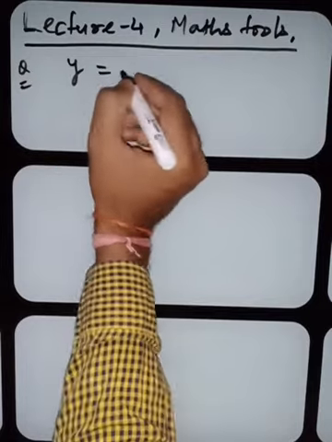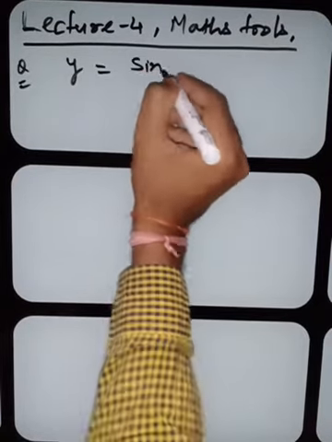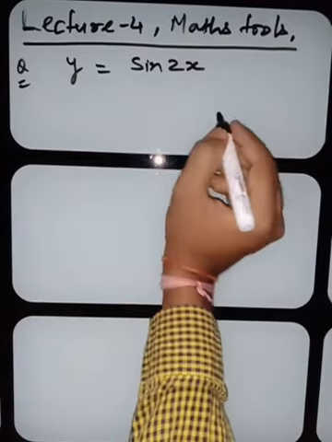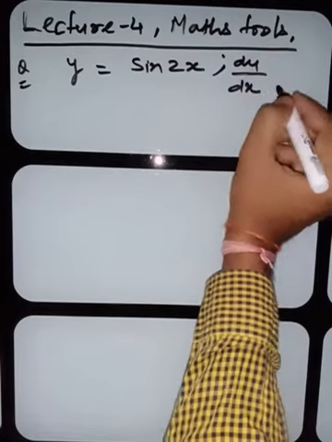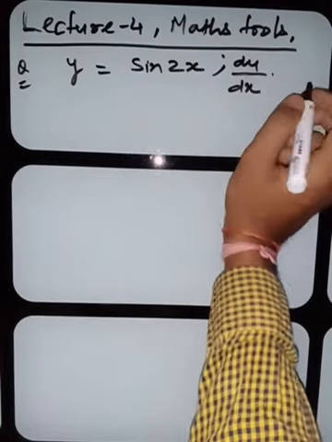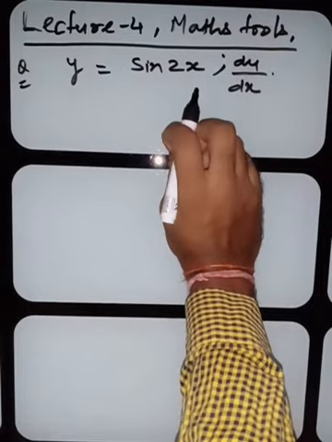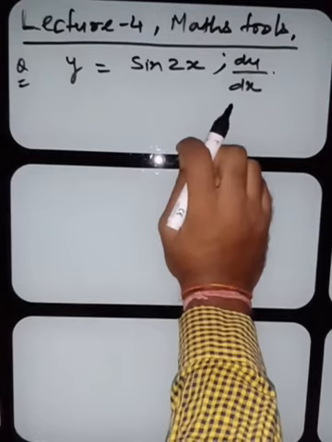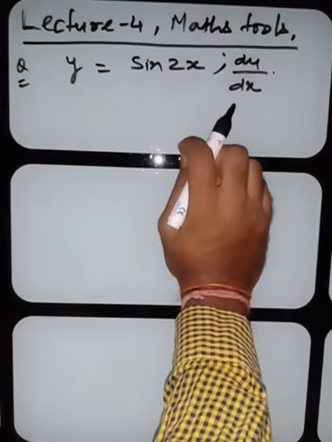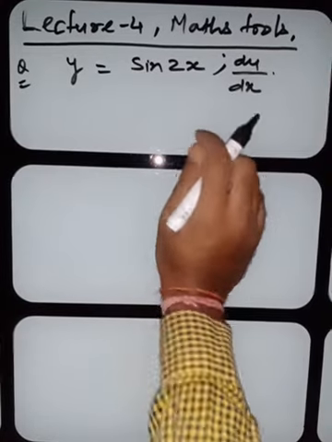my dear students, if the function is y is equal to sine 2x, what will be dy by dx? Students, we have studied already to find the differentiation of sine x, and this was directly a formula. But today we have the function y is equal to sine 2x, and we have to find dy by dx. Look here, we have studied the chain rule, my dear students.